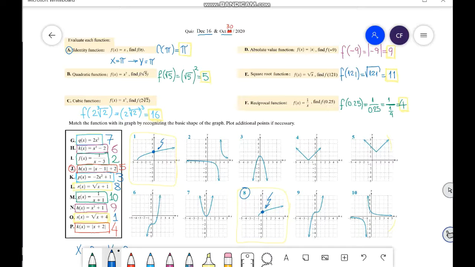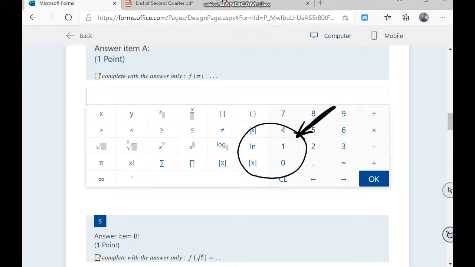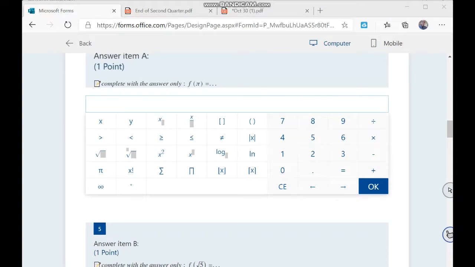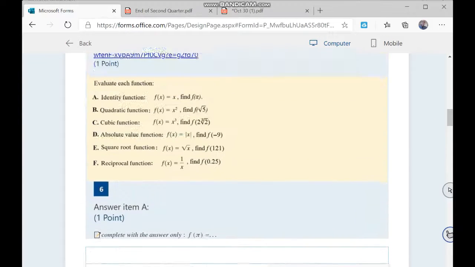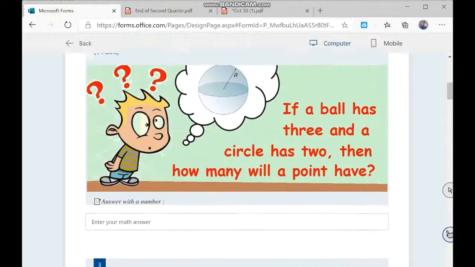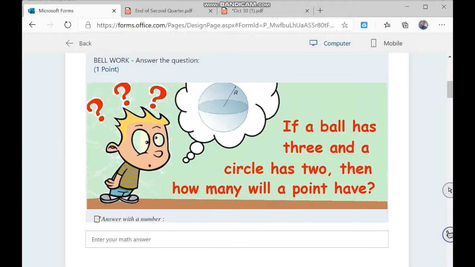Now let's check the bell work. The pair work on this one. And the bell work is kind of a puzzle. It's not anything that you have to calculate. It's just a puzzle, and you have to figure out what this boy is thinking. Is something missing here? Is there something to understand? So what is he thinking? If a ball has 3 words, right, and the circle has 2 words, then how many will a point have?